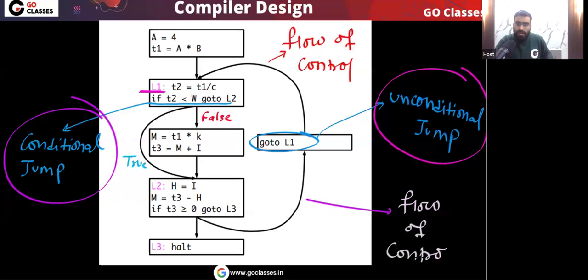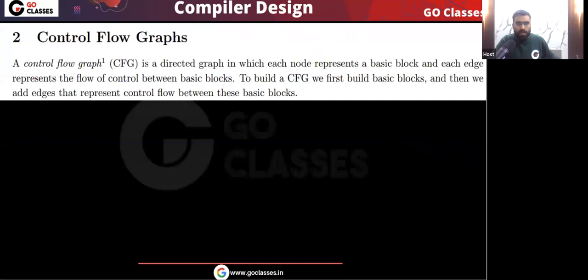Flow of control. Okay, so very simple point. Now this we have already seen, that control flow graph, that is a directed graph in which every node represents a basic block and every edge represents flow of control between basic blocks. Okay, so now what is the first thing that will come to your mind? Now we need to study what is a basic block.